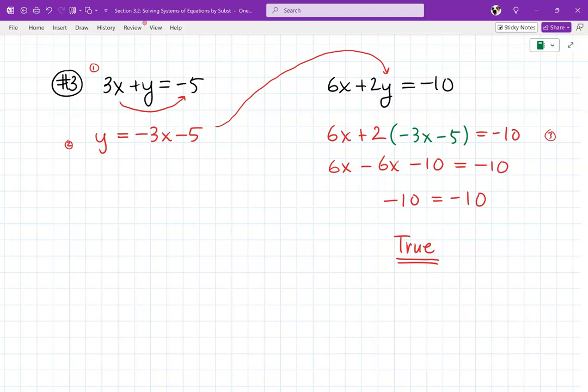So whenever the variables disappear, then you've got to say, is this true or false? If it's true, we're going to write I am S, infinitely many solutions. What we're basically saying is these two equations are the same equations. They may not look like it, but they are. Okay? So infinitely many solutions. Right now I'll prove it to you.